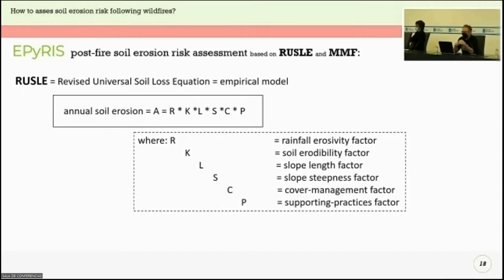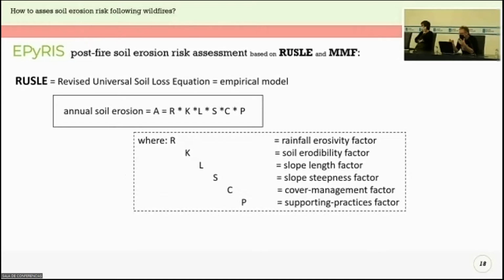Without rainfall, no erosion. Soil erodibility, so the soil which is more prone to be transported and detached, is of course also a key factor. The other thing is, if you have a flat terrain, you have no erosion. So slope length and slope steepness also play a role. And we also know that cover management, the amount of cover we have over the soil, is also a key factor because it protects the soil.